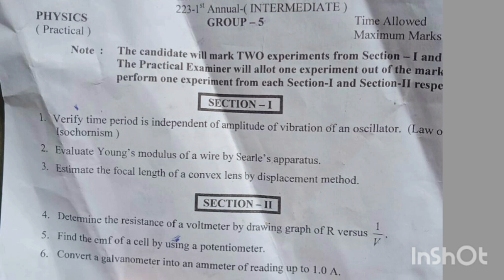Section number 2. Question number 4. Determine the resistance of a voltmeter by drawing a graph of R versus 1/V. Question number 5. Find the EMF of a cell by using a potentiometer. Question number 6. Convert a galvanometer into an ammeter of reading up to 1.0 A.